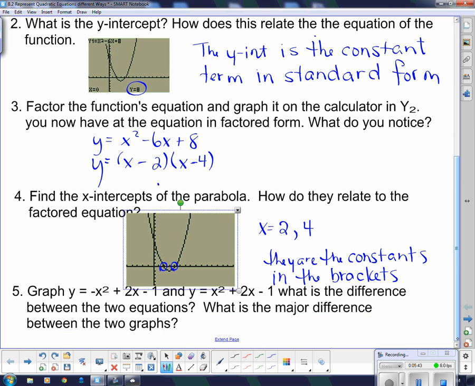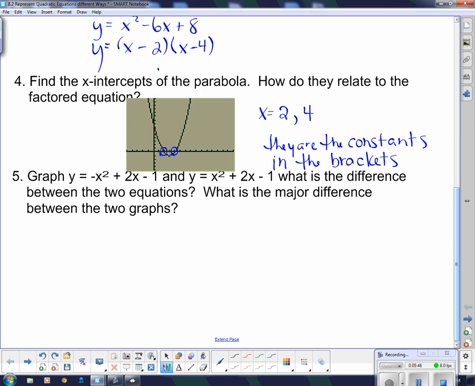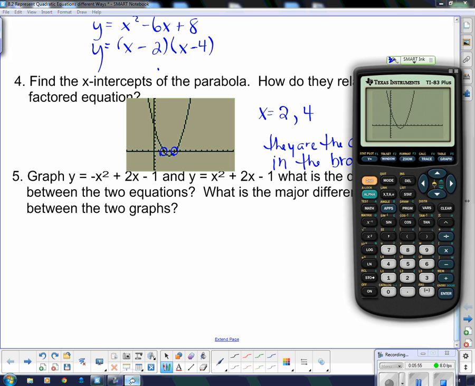And then lastly, it asks us to graph y equals negative x squared plus 2x minus 1 and positive x squared plus 2x minus 1. So let's put those back in here. I'm going to go into y equals, and press clear on these two. Okay, negative x squared plus 2x minus 1, and down here, x squared plus 2x minus 1. And when we graph it, there's the first one, and there's the second one.